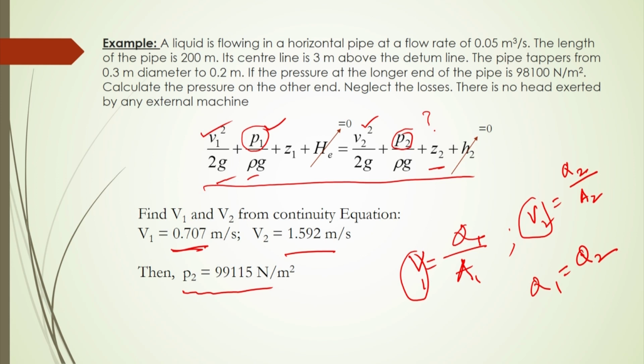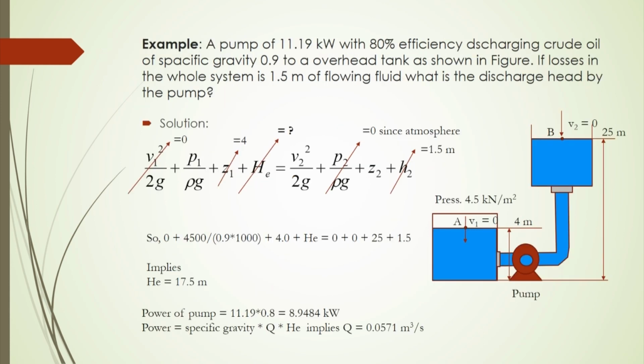So this example is solved just by applying the energy equation, that is Bernoulli's equation. Another example: suppose we use an external device or machine, in that case what should be the head supplied by the external machine based on this Bernoulli's equation here. If we give an example, a pump of 11.19 kilowatt with 80% efficiency discharging crude oil of specific gravity 0.9 to an overhead tank as shown in the figure here. If losses in the whole system are 1.5 meter of flowing fluid, what is the discharge head of the pump here?